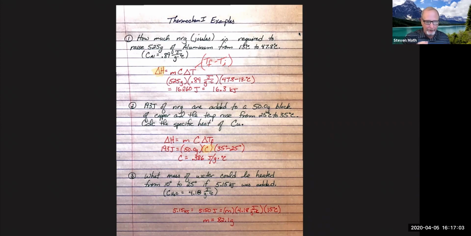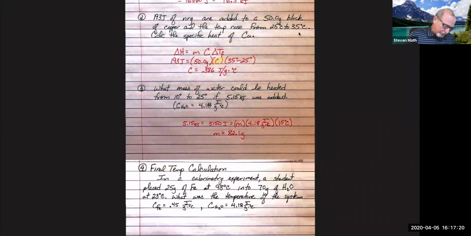It's pretty hard to heat aluminum. Copper, really easy to heat. So you see a lot of frying pans and pots and pans that are made of copper. How come? Because it has a very low specific heat. It's very easy to heat up, which makes for a good cooking surface.